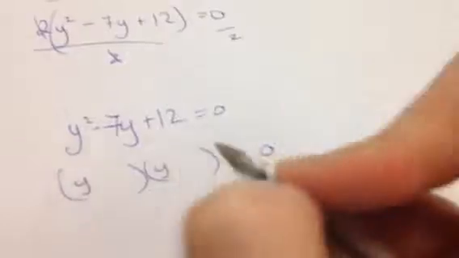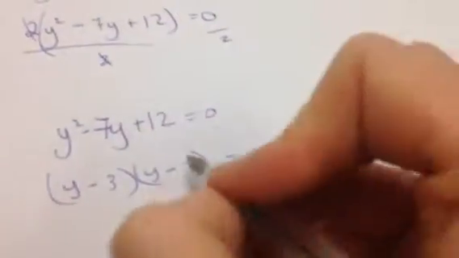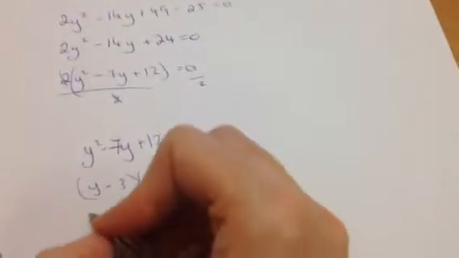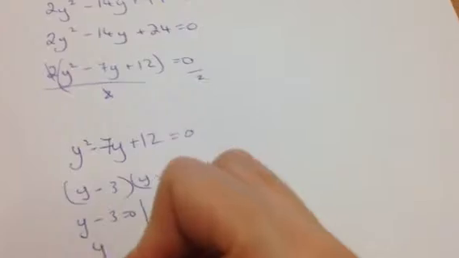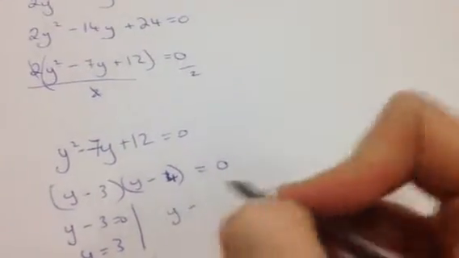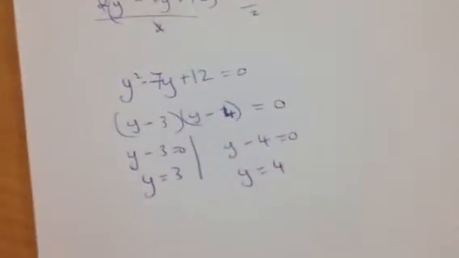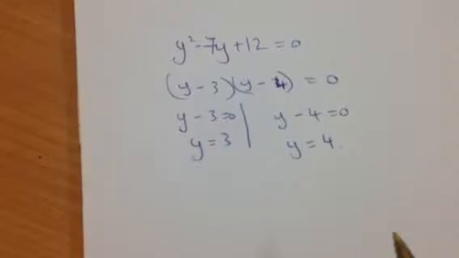You'd end up with y, a 3 and a 4. So I work out that y minus 3 is 0, so y is 3, and y minus 4 is 0, so y is 4. I am not done. They wanted me to solve the equation, so I need to solve for x and y.